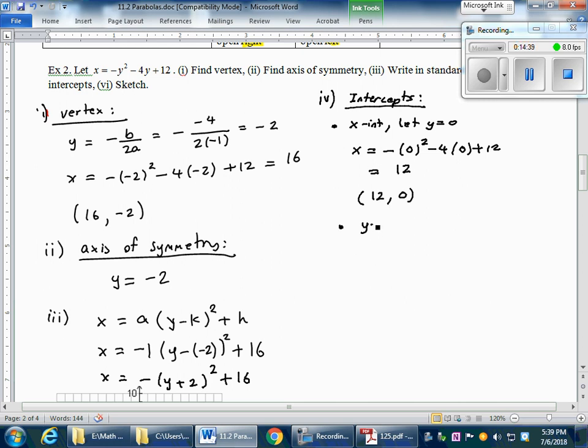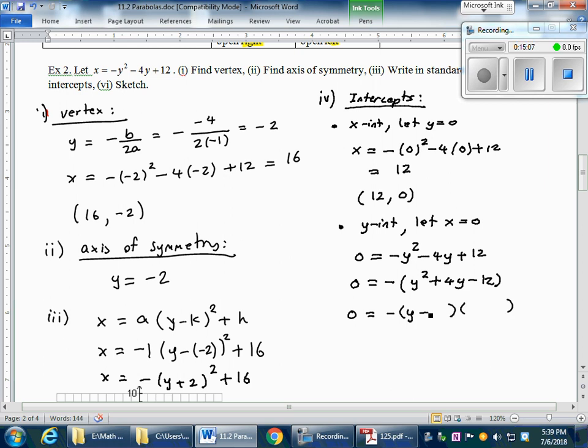Now, finding the y-intercept, we let x be equal to 0. So that means 0 is equal to negative y squared minus 4y plus 12. Like before, solving quadratic equations, factor the negative out, so y squared plus 4y minus 12, and then continue factoring, which will give me y minus 2 and then y plus 6. Using the zero factor property, I can say that y minus 2 is equal to 0 and y plus 6 is equal to 0, which gives y is equal to 2 and y is equal to negative 6.